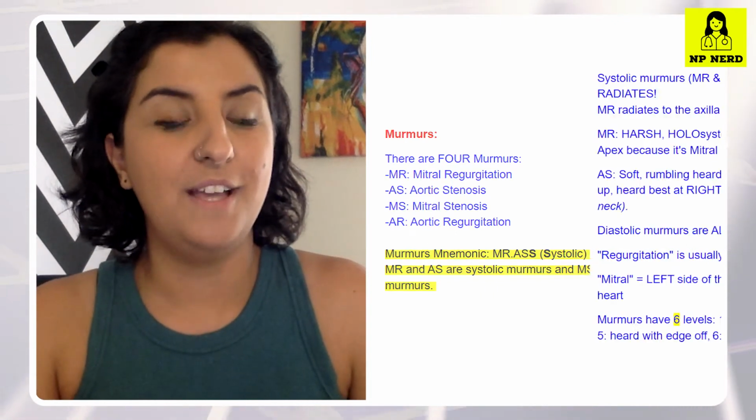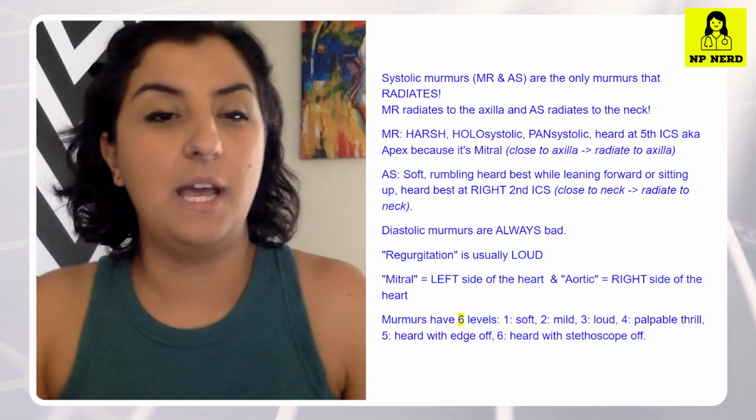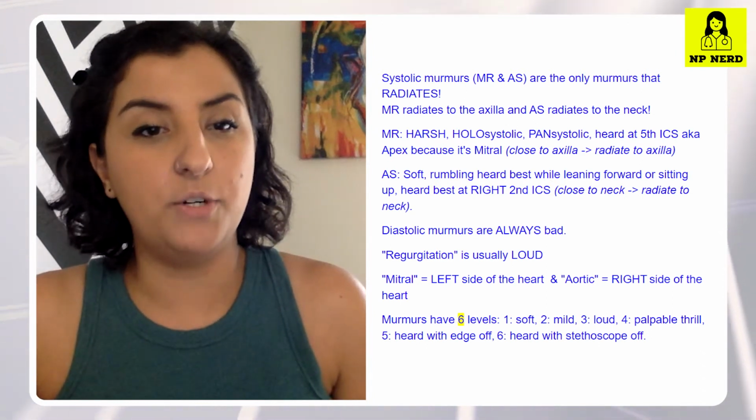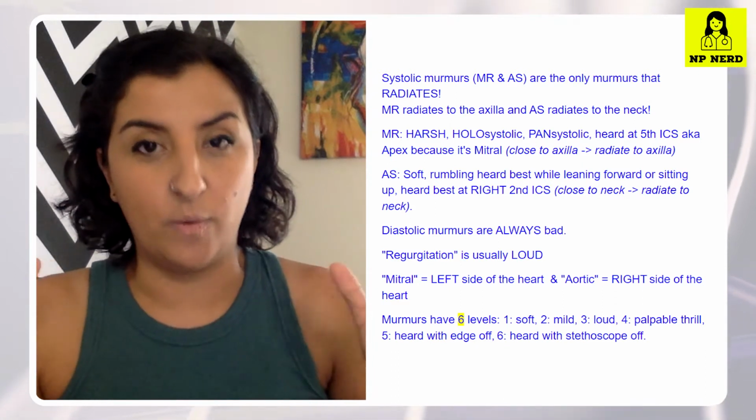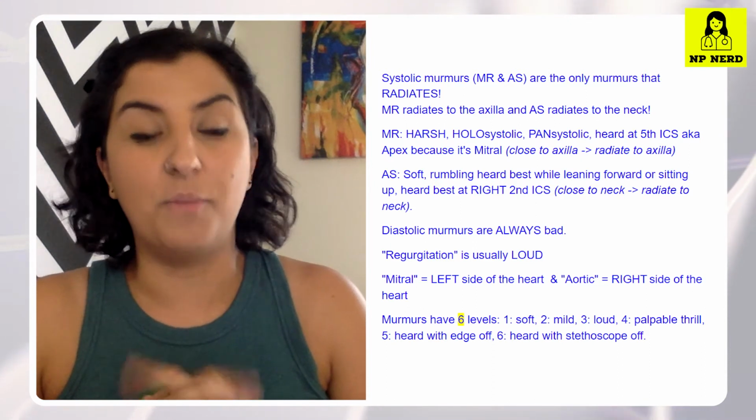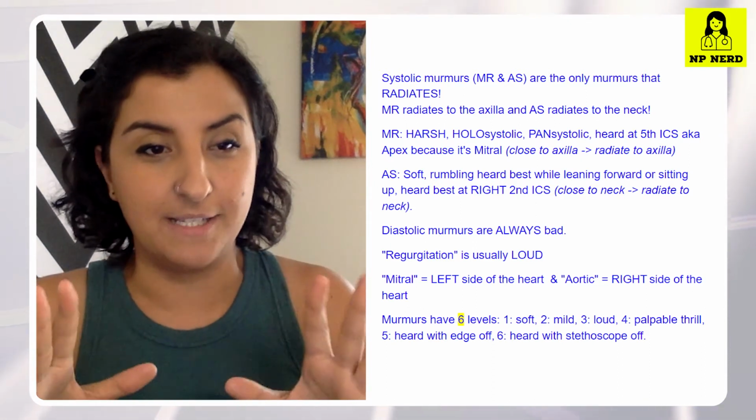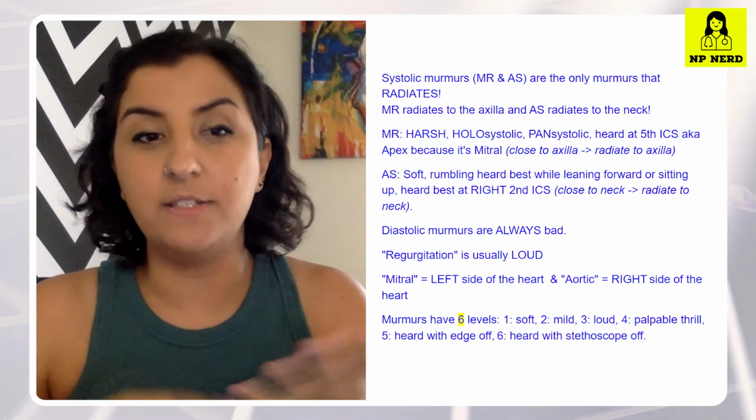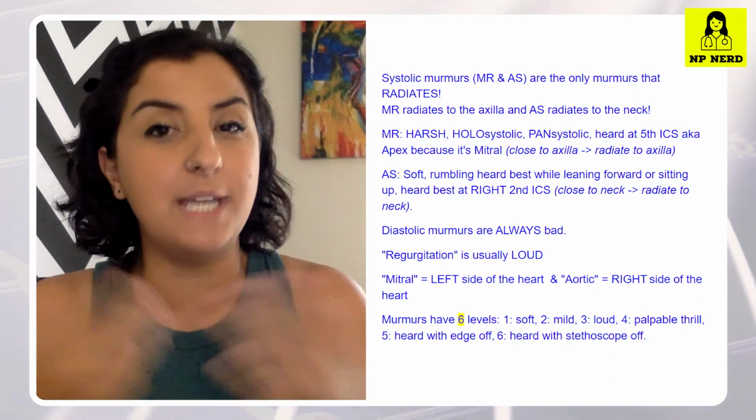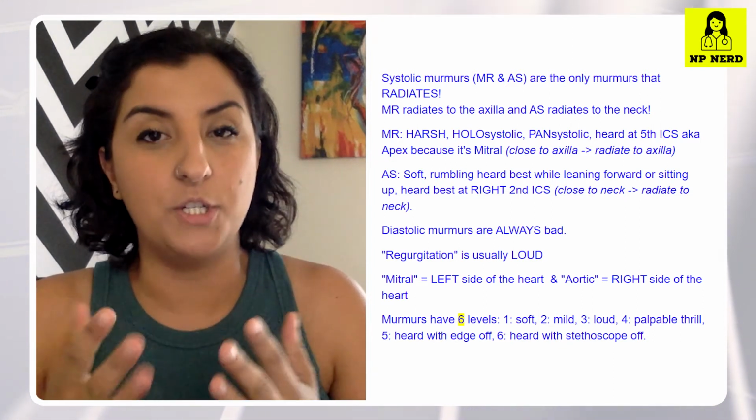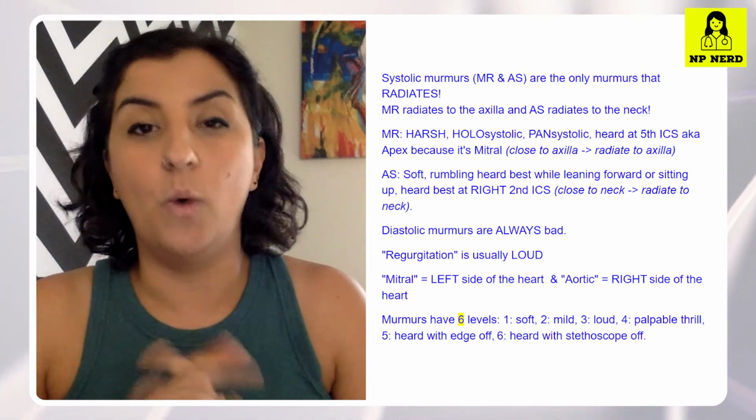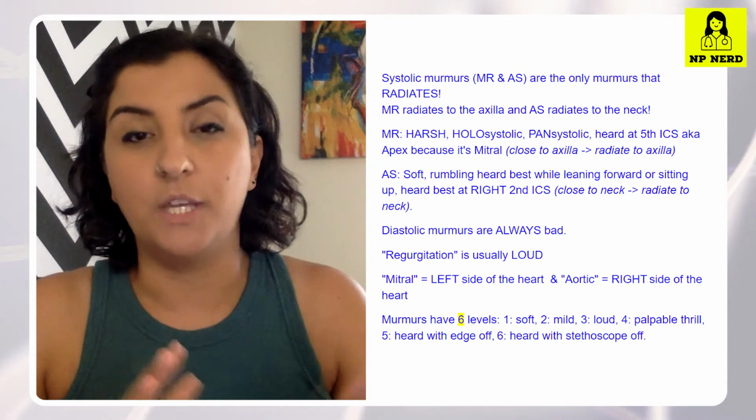Watch. So the next section we'll be talking about is what differentiates these murmurs from each other. So you need to know that the systolic murmurs are the only murmurs that will radiate anywhere. So Mr. ASS are the murmurs that will be radiating to places, okay? The MR will radiate to the axilla, and the AS will radiate to the neck. It might be on the test, something like an example question: you heard a murmur and this murmur is radiating to the axilla. What murmur could it be? Well, MR. It could be MR.